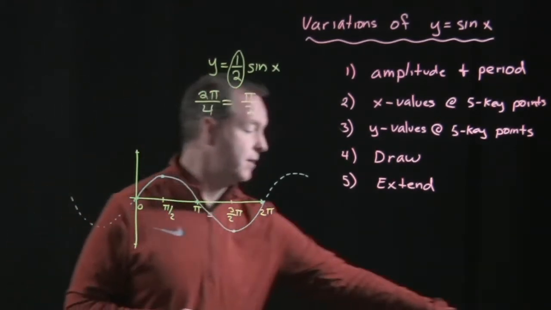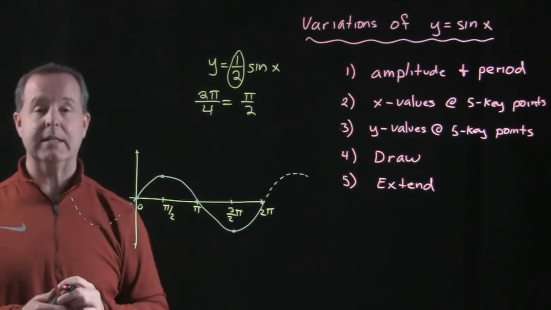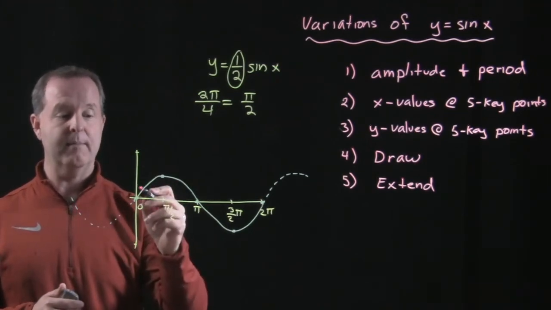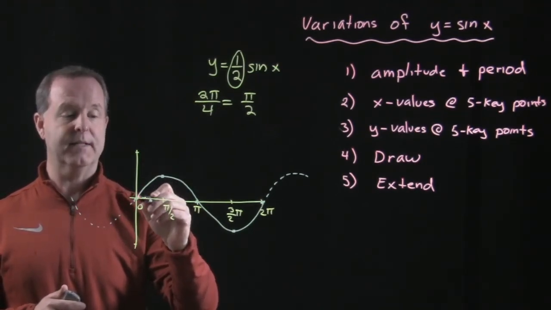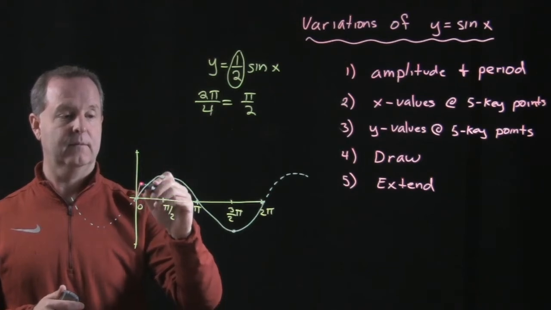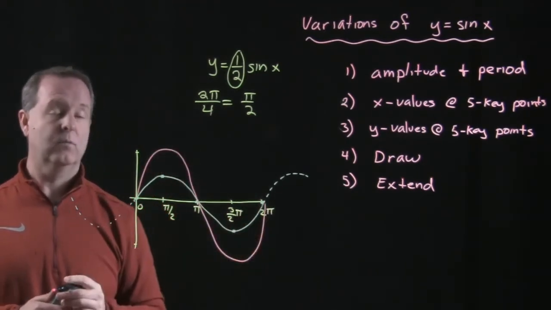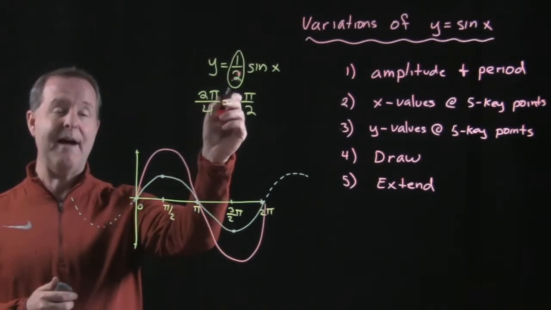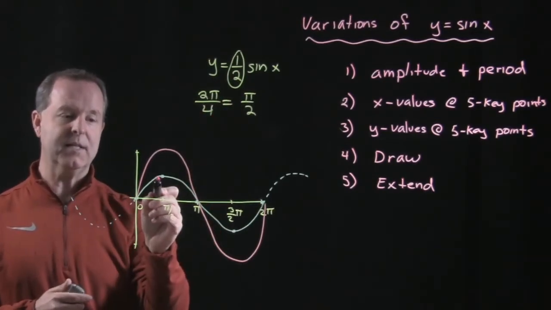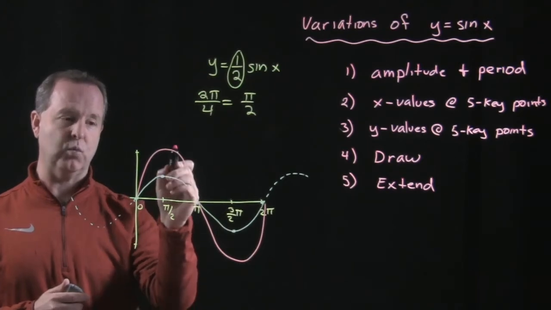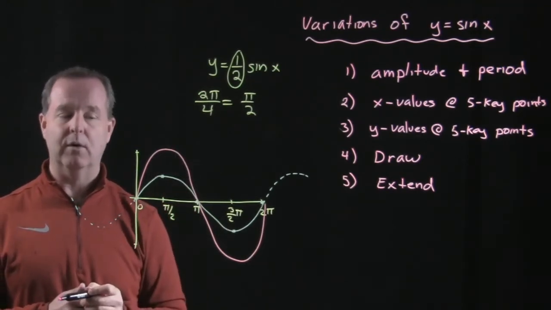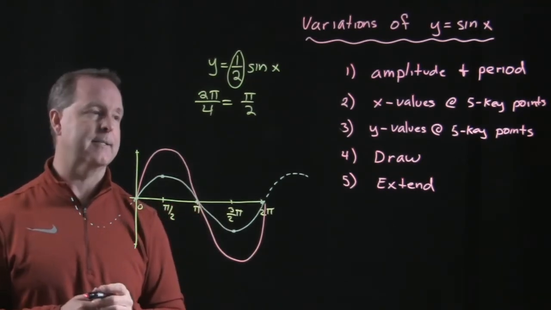Notice what this graph does too. We have an amplitude that was less than 1. Because if we remember the graph of the sine graph, every point along this graph is 1/2 the distance, or 1/2 closer to the x-axis.